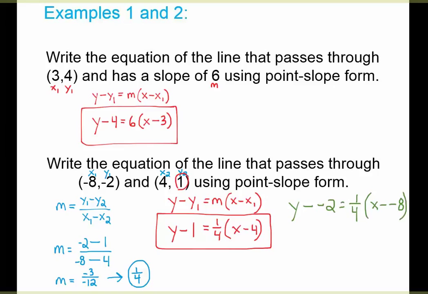So you've got some minus and negatives in there. Well, what do you think you do in that situation? You're just going to have to simplify. So before you write your final answer, we all know that y minus negative 2 is y plus 2. So you're just going to write it as y plus 2 equals 1/4 times, and then what do you think I'm going to write inside the parentheses? x minus negative 8 becomes x plus 8.